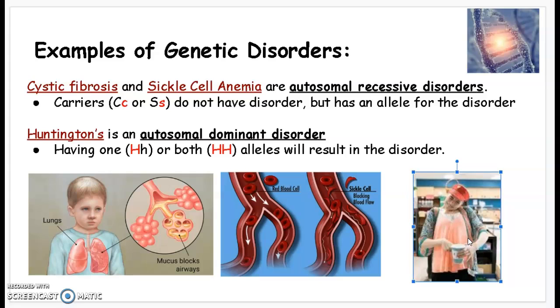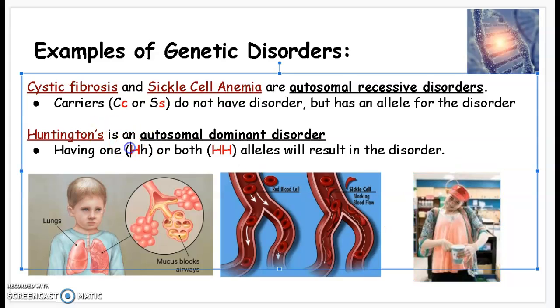And so a dominant disorder means having just one allele. It is rare to have both. It is actually really rare. Having one copy of this error will result in a disorder. And unfortunately, this disorder is fatal. All you can do with medicine is improve the quality of life of the person with this disorder. There is no cure for Huntington's.